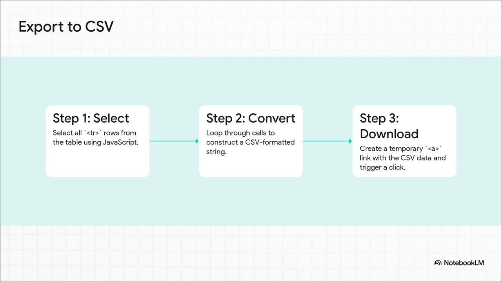And you know what? Adding a download as CSV button is surprisingly simple with a bit of JavaScript. The logic is really straightforward. First, you just grab all the rows and cells from your table. Then you loop through them and build a big string of text, formatted like a CSV file. And finally, you create a temporary, invisible link with that data, and you just tell the browser to click it. Poof, a file downloads. No server required.